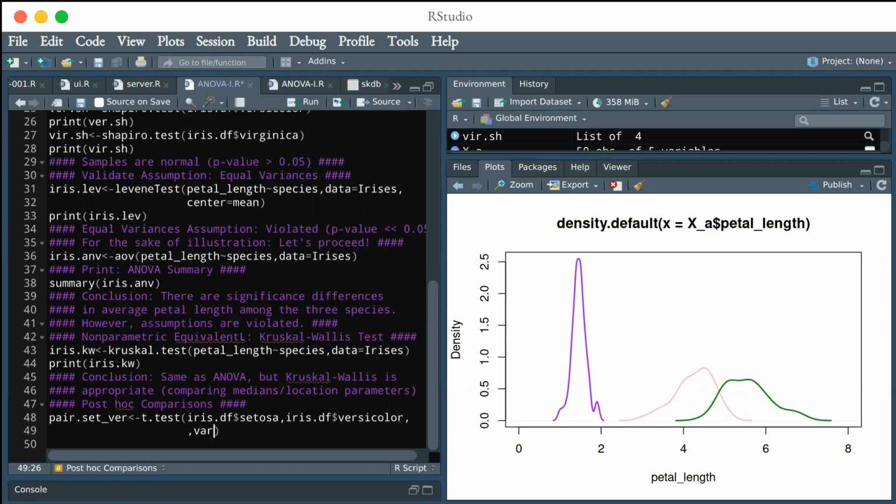Why not just do unequal? What is the name of the t-test when we have unequal variances? Welch's. Very good. Thank you.